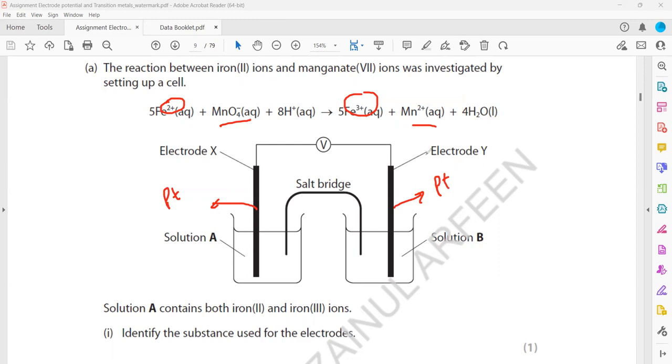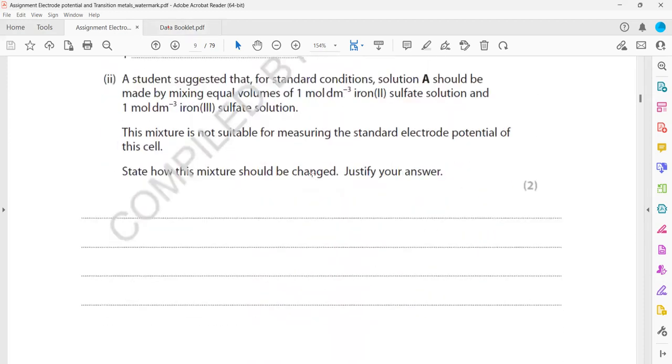What if, in this one, solid iron was turning into iron 3? In that case, we would need the electrode made from iron, as the iron turned into a metal. But in both cases, because there's only a change in oxidation number, it does not form a metal atom. That's why the electrode should be made from platinum. Both should be platinum. So X and Y, both electrodes made from platinum.